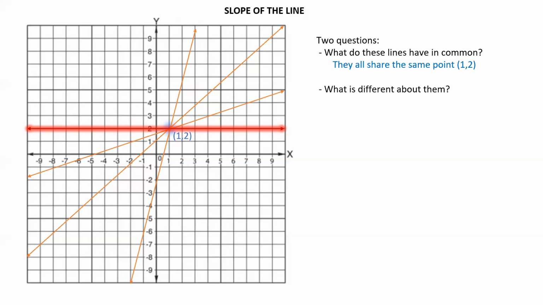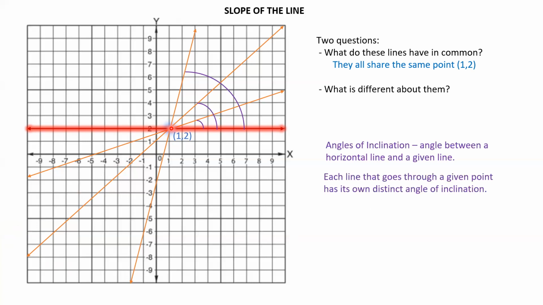Now imagine I would start rotating this line around this point. If I rotate it to this angle, I could get to my second line. And if I rotate it to this angle, I could get to my third line. And if I rotate it to this angle, I would get to the fourth line. So these angles actually have a special name. They're called angles of inclination. And each line that goes through a given point has its own distinct angle of inclination.